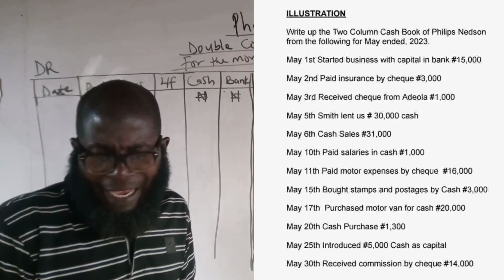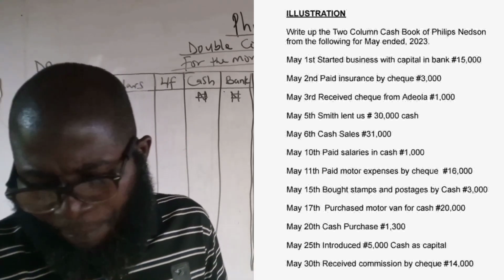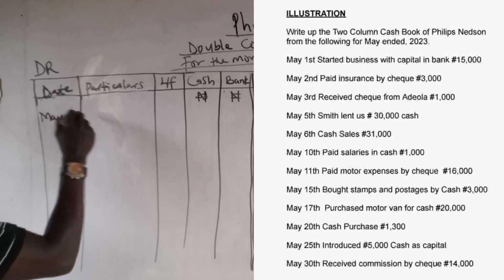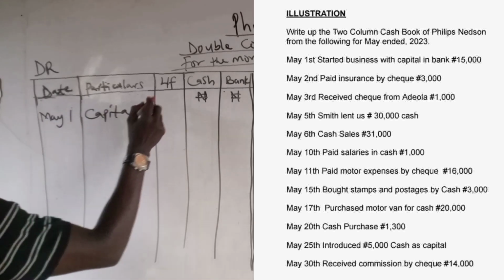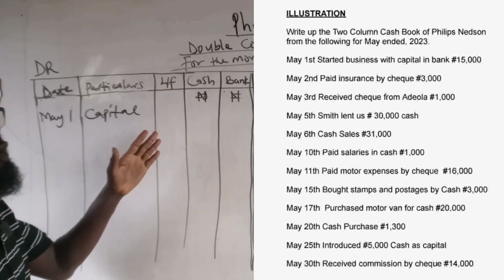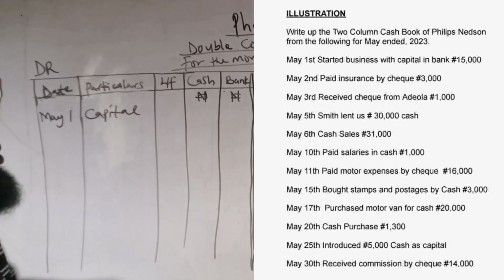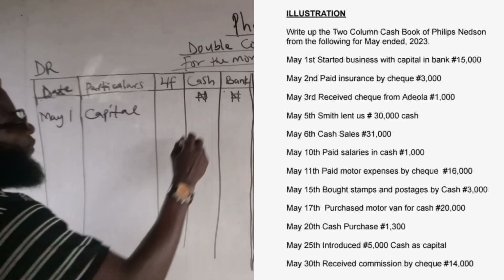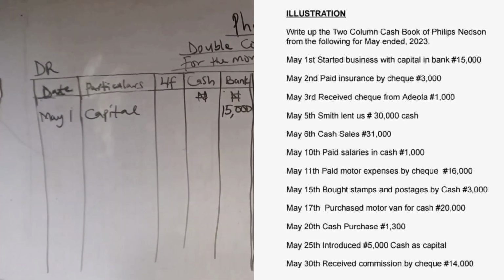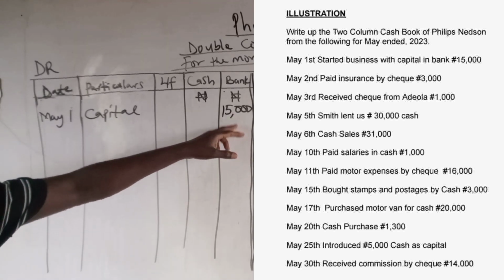Then what we have as the first posting is May 1st, started business with capital in bank, 15,000 naira. Then come here, May 1st, capital. This means that Phillips Netson, when he wanted to begin this particular business for the month of May, had 15,000 naira in his bank to begin the business. That is the reason we have this in the bank column.